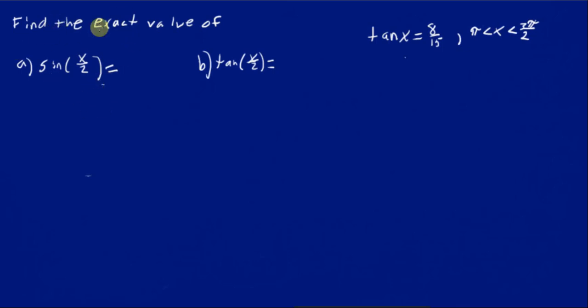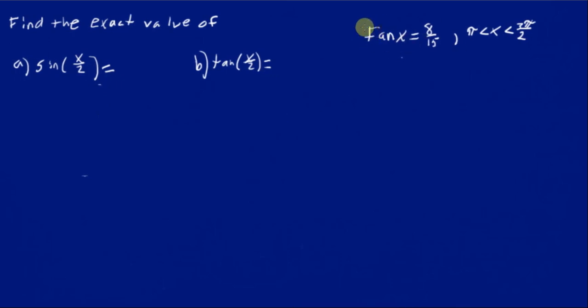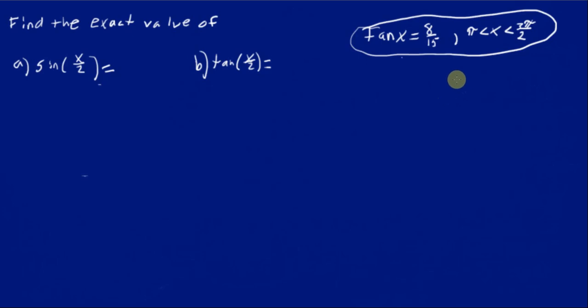So this is our problem. I'll go through it. I think you saw the solutions. We want to find the exact value of the sine of x divided by 2 and the tangent of x divided by 2. I'm also given the fact over here that the tangent of x is 8 divided by 15, and that x is somewhere between pi and 3 pi over 2. So basically that tells me that I'm down here in the third quadrant.